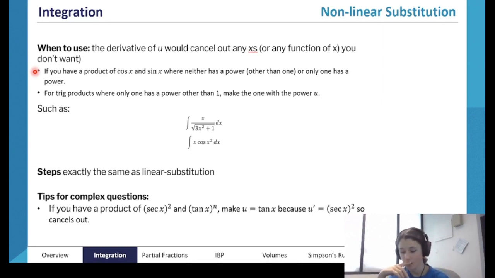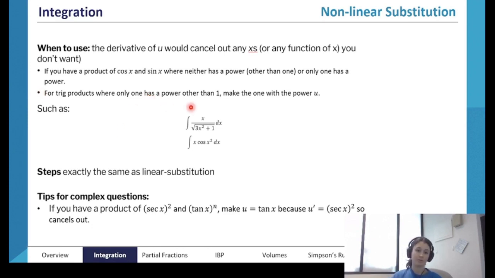If you let one of them be the non-linear component or equal u, then the derivative is going to cancel the other one out. Of course, this is only going to work if the cos and sine that you have the same angle. If it's the cos of x and the sine of x, or like the cos of 2x squared and the sine of 2x squared, and so on. But yeah, just recognizing that because cos and sine are kind of their own derivatives, that you can then use nonlinear substitution.